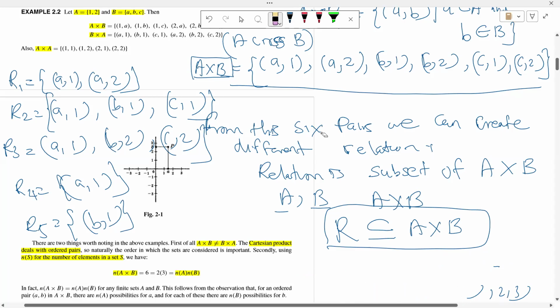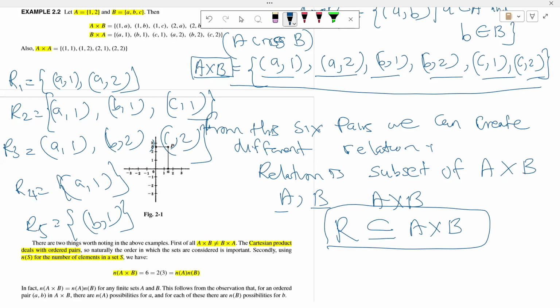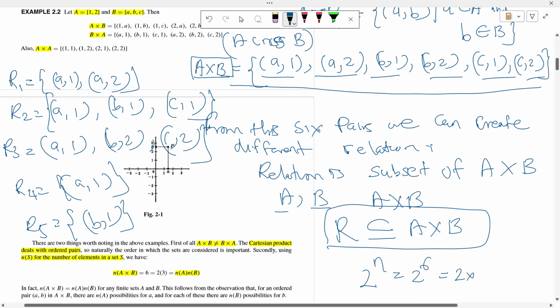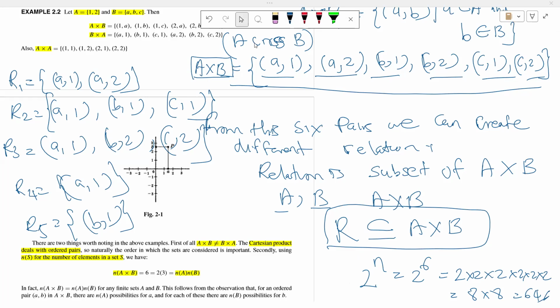Here A cross B is a set now. How many ordered pairs does it have? 1, 2, 3, 4, 5, 6 ordered pairs. So A cross B contains 6 elements. For a set with 6 elements, how many subsets can you create? 2 to the power n, so 2 to the power 6. That is 2 multiplied 6 times: 8 into 8, 64 subsets. That is the answer. So 64 relations you can create by using A cross B.